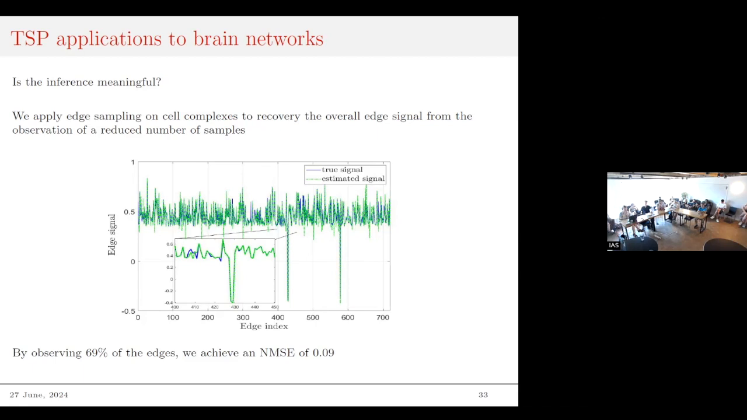In this example, you can see there is a good representation of the signal with minimum error in the representation and recovering of the entire signal. In this case, we have used about 70% of the edges, and we achieve a small normalized mean square error.